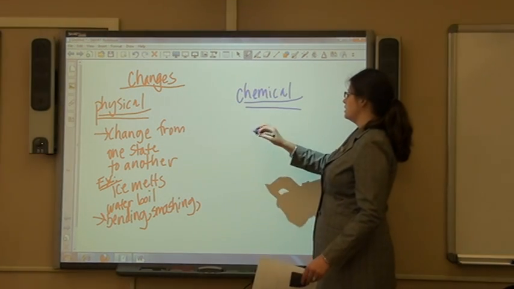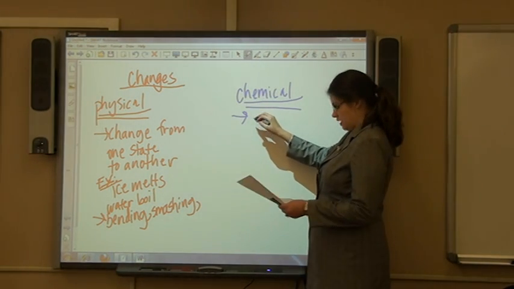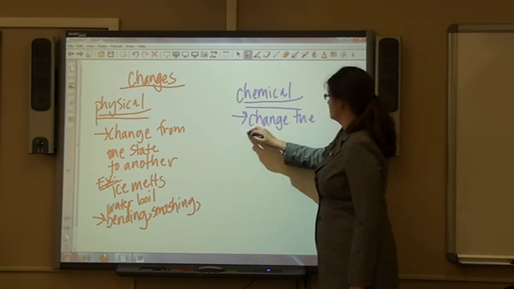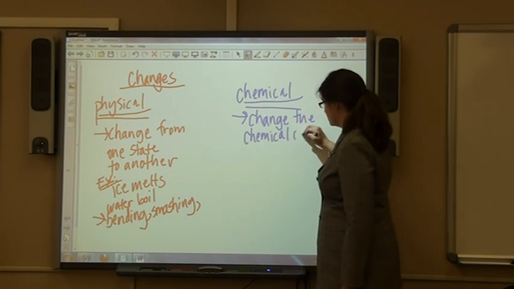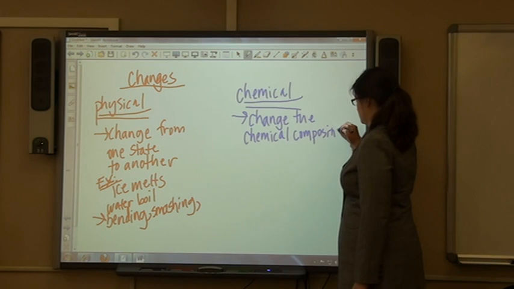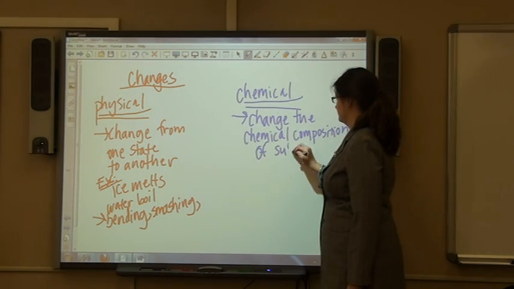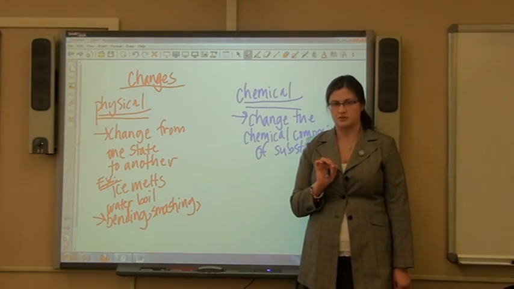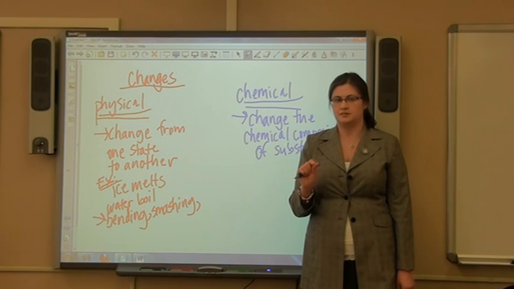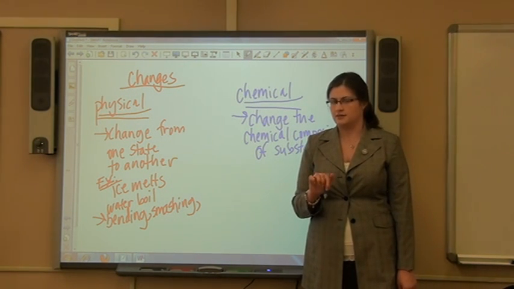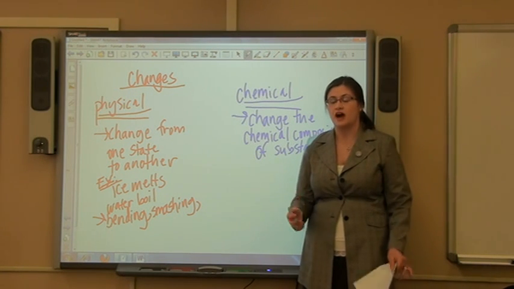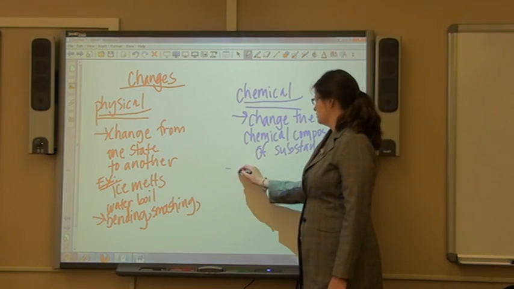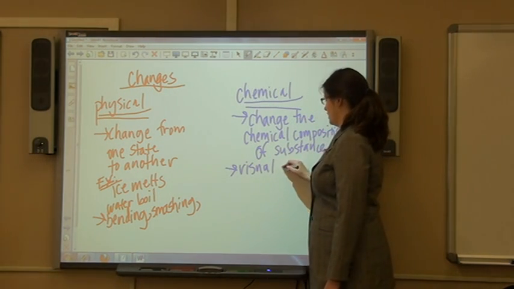Okay, so in order for you to have a chemical reaction, you have to change the chemical composition of your substance. The only real way you can know if your chemical composition has changed is if you can see the little atoms and see that they're somehow different. Well, obviously we don't have atom vision, so you have to look for obvious, noticeable, visual signs that a chemical reaction is taking place. We're looking for visual evidence.